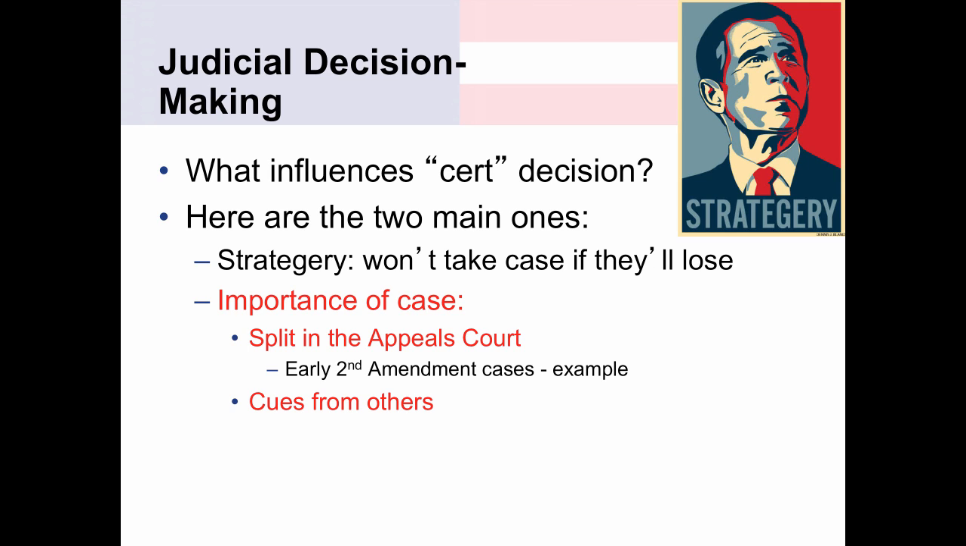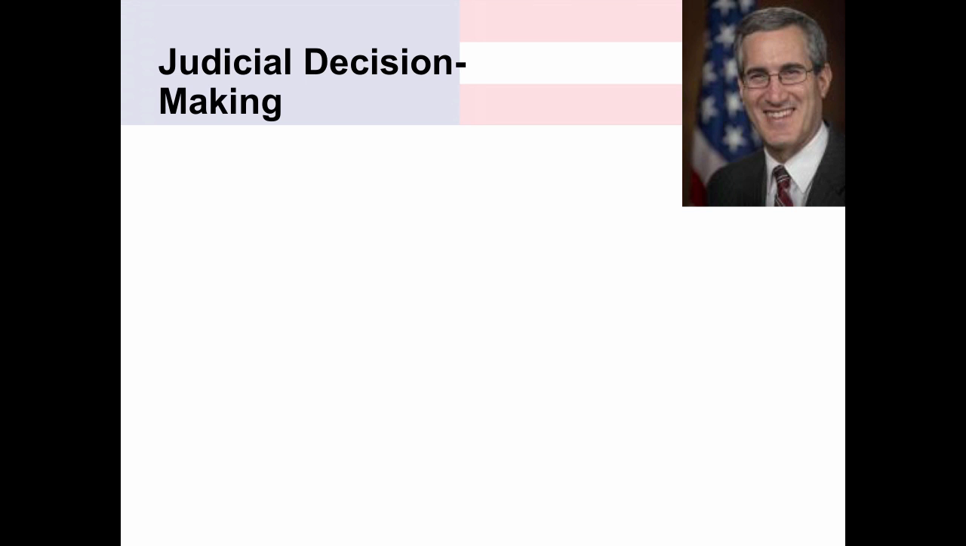And so again, hopefully you can see why the Supreme Court would look for a split in the appeals court as a signal that they need to take the case and need to weigh in on it. Let's turn to cues from others and what we mean by that. There are 370,000 cases that make their way through the federal court system, and so the Supreme Court needs some quick way to highlight which ones are more important than others.